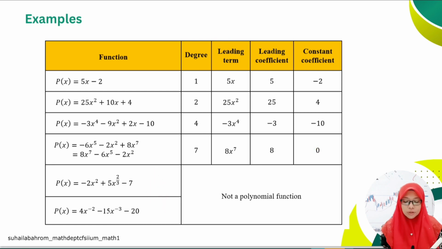So these two examples are not polynomial functions. For example, for this case, our n is not a positive integer. 2 over 3 is not an integer. And for this one, negative 3 is not a positive integer. That is a negative integer.